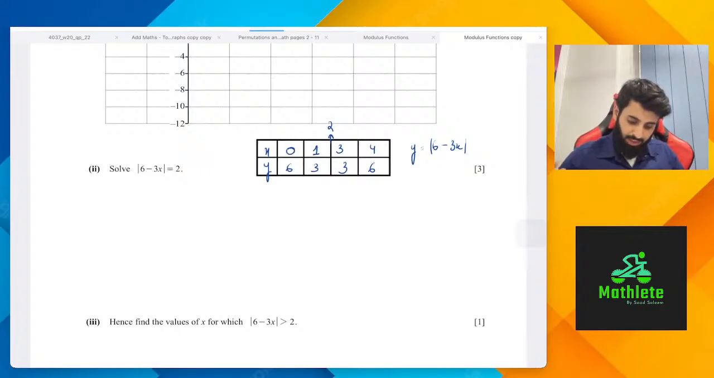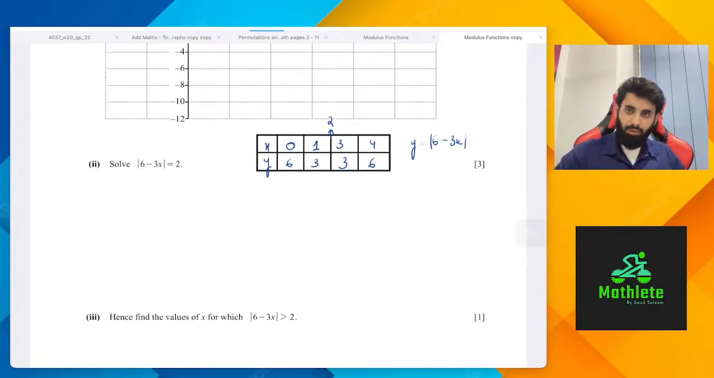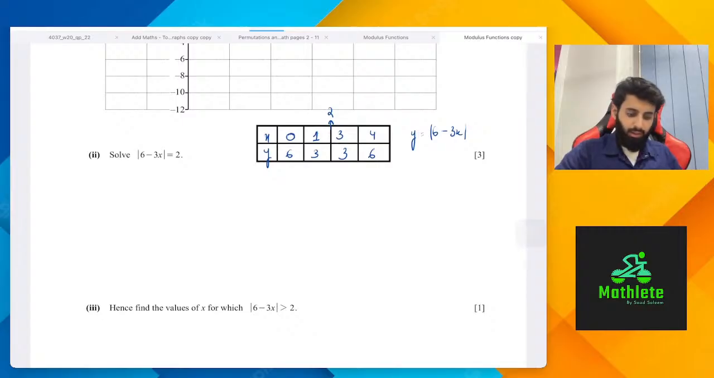The next part is fairly simple. You just have to solve this. So how exactly are we going to solve this? It's a very simple method. We're going to say 6 minus 3x is equal to 2, or 6 minus 3x is equal to minus 2.